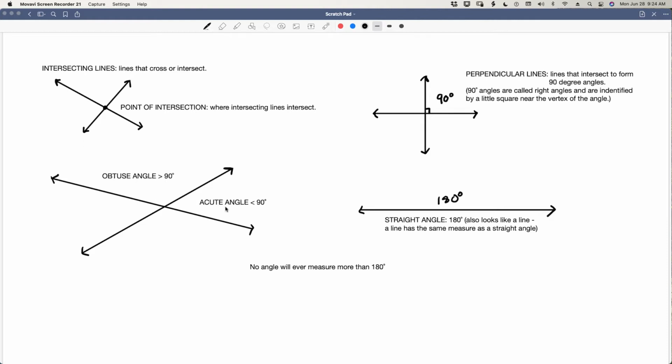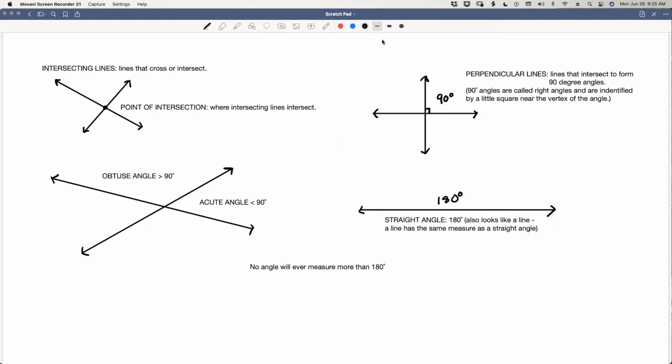on the other side. Another thing to mention is that when you have two intersecting lines, you get congruent angles opposite of each other. So whatever the measurement of this angle is will be the same measurement opposite or just across from it. It's like a mirror image across this point of intersection. And the same thing here. Your acute angle measurement will be the same measurement on the other side across from it here.